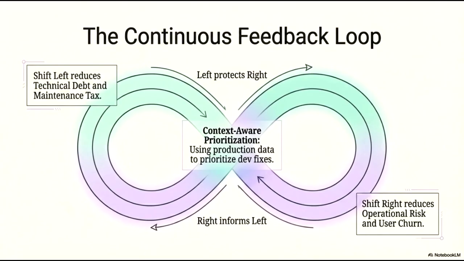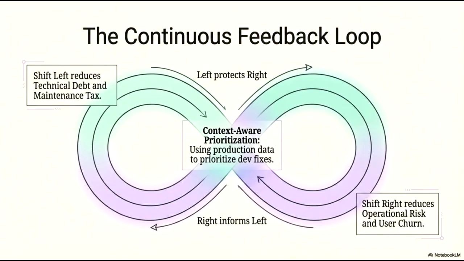The continuous feedback loop illustrates the critical synergy between development and operations, represented by an infinity symbol that denotes a seamless, ongoing process. On the left side of the cycle, the Shift Left approach focuses on integrating quality, security, and testing earlier in the development lifecycle. This proactive strategy is essential for reducing technical debt and the long-term maintenance tax that accumulates when issues are addressed too late. As we follow the top curve, we see that left protects right.